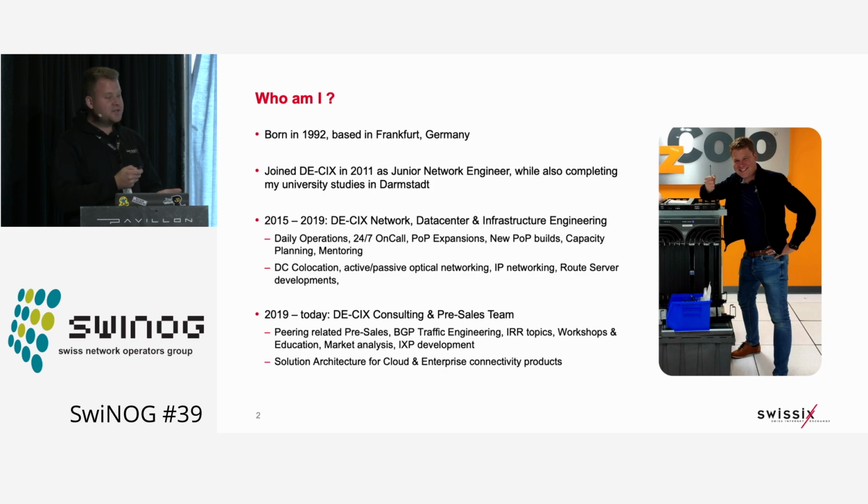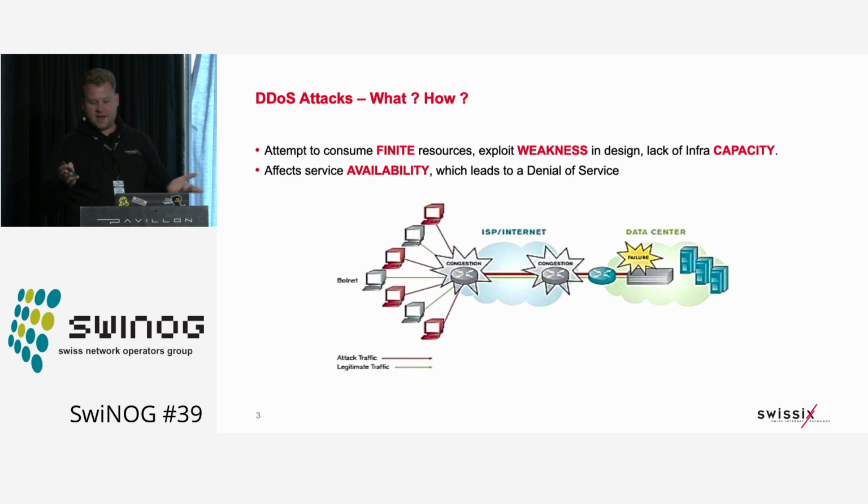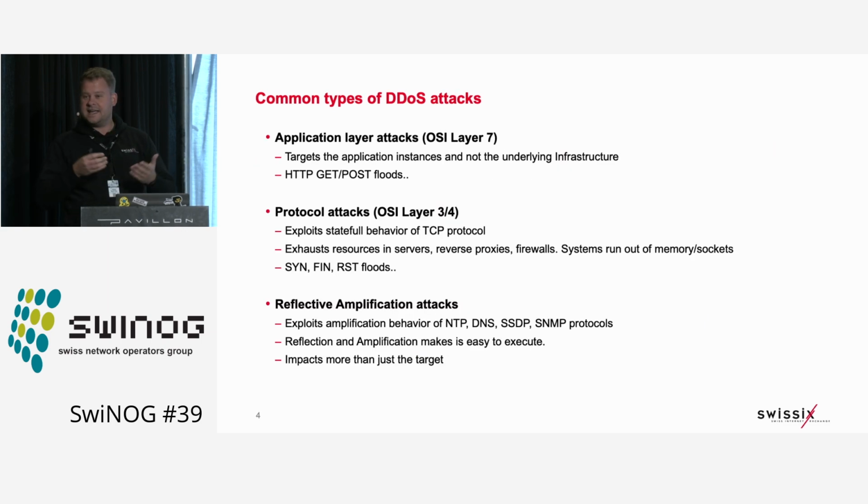The presentation today is about DDoS, and I want to start with a quick recap about DDoS, what and how. So DDoS, as we know, it attempts to consume a finite resource by exploiting weaknesses in design and or the lack of the underlying infrastructure. So it affects, in the end, the availability, which leads to a denial of service. There are a couple of DDoS attack vectors, and here are some of them.